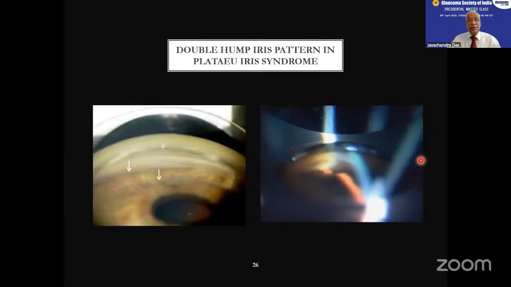Clinically, what you see in the plateau iris is a double hump pattern of the iris. The peripheral hump is because of the ciliary body, which is pushing the iris forwards. And the inner one, towards the center, is another hump, which is because of the lens. This two-hump iris pattern is pathognomonic of the plateau iris.